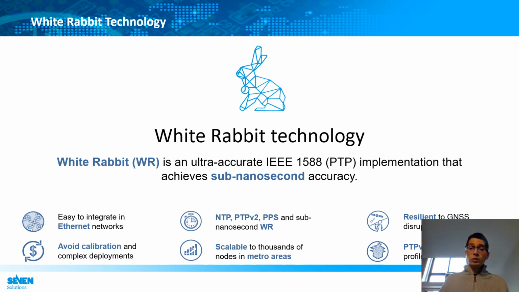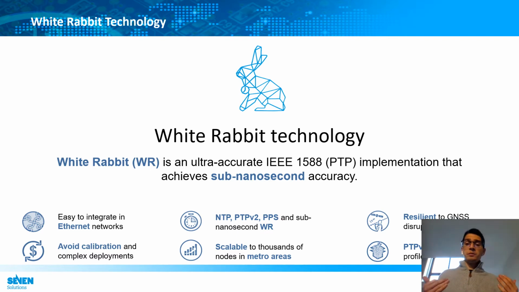So White Rabbit is an implementation of standard PTP, whose main goal is to achieve sub-nanosecond accuracy. White Rabbit can be integrated in Ethernet networks, the same as standard PTP, and is interoperable with previous PTP implementations, version 2, for example, and other protocols like NTP or other techniques like PPS distribution. We can say that it is resilient to GNSS disruption because it is not a generation technique, it's a distribution technique. So we are distributing or propagating the time using fibers.